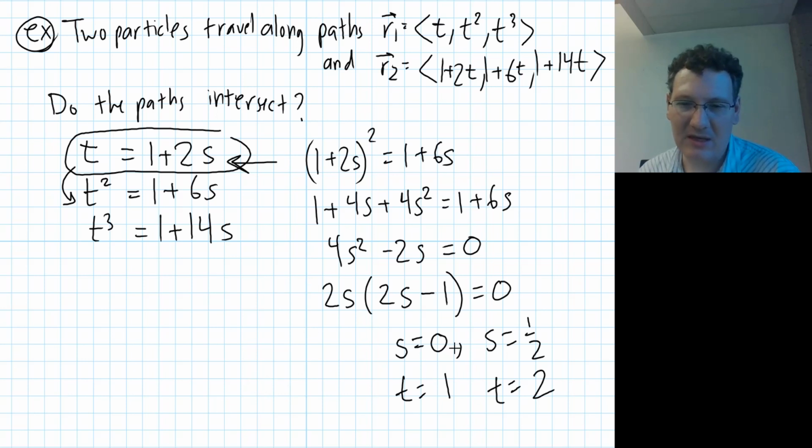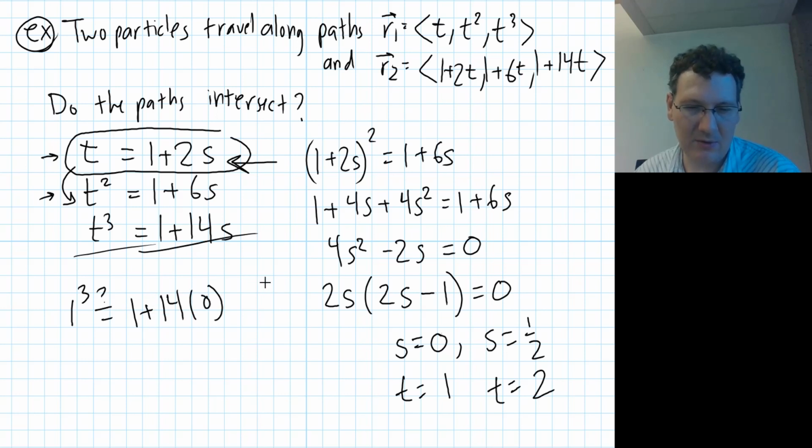What we need to do then is check whether, so what we have now is two solutions that satisfy the first two coordinates being the same, but we have to check in the third component if that's the case. So let's plug the first one in. Is 1 to the third equal to 1 plus 14 times 0? And then, Eureka, we've got it, 1 equals 1. So yes, the paths intersect.